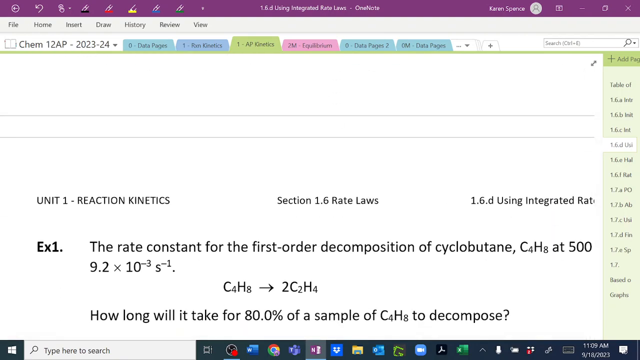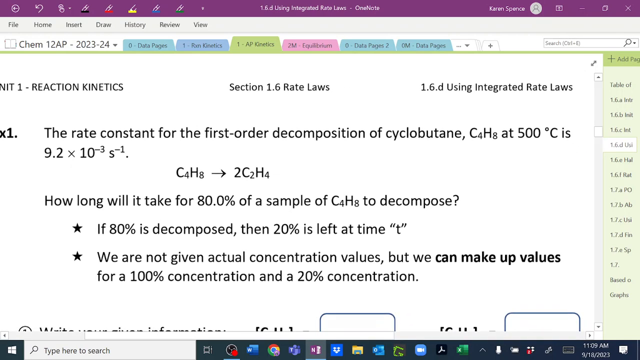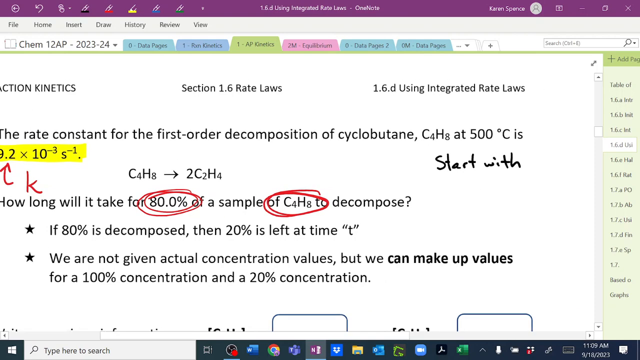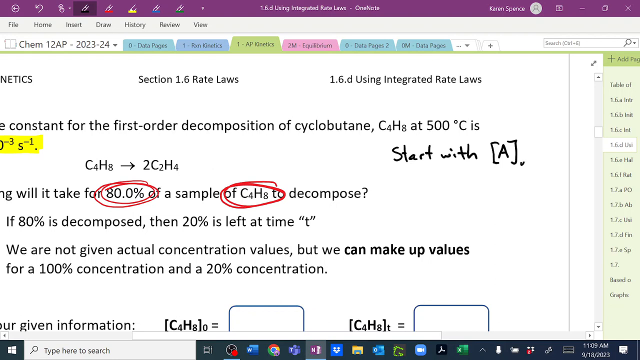So here we have on our next page an example. The rate constant. So we are given the rate constant. This right here is K. How long will it take for 80% of C4H8 to decompose? And the only thing that's tricky about this question is if 80% decomposes, you start with 100%. Right? And then we have 80% decomposes.